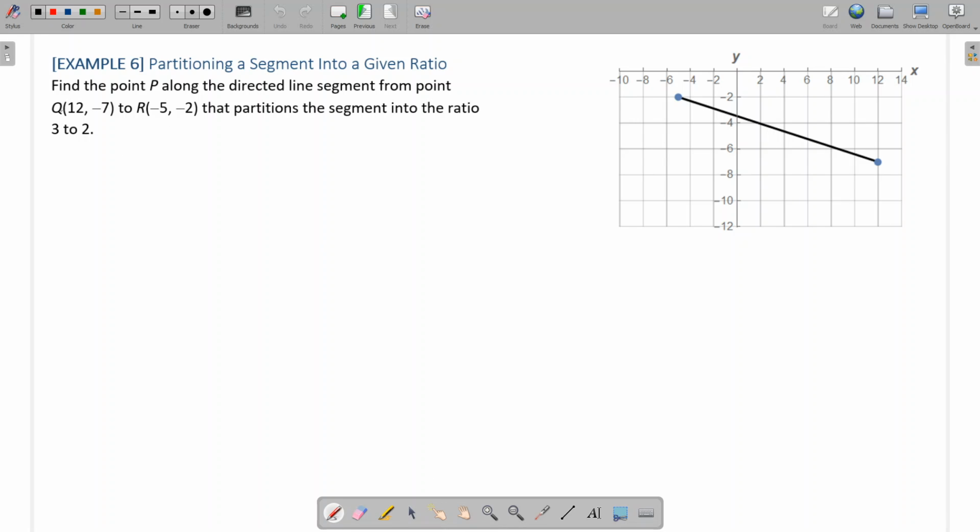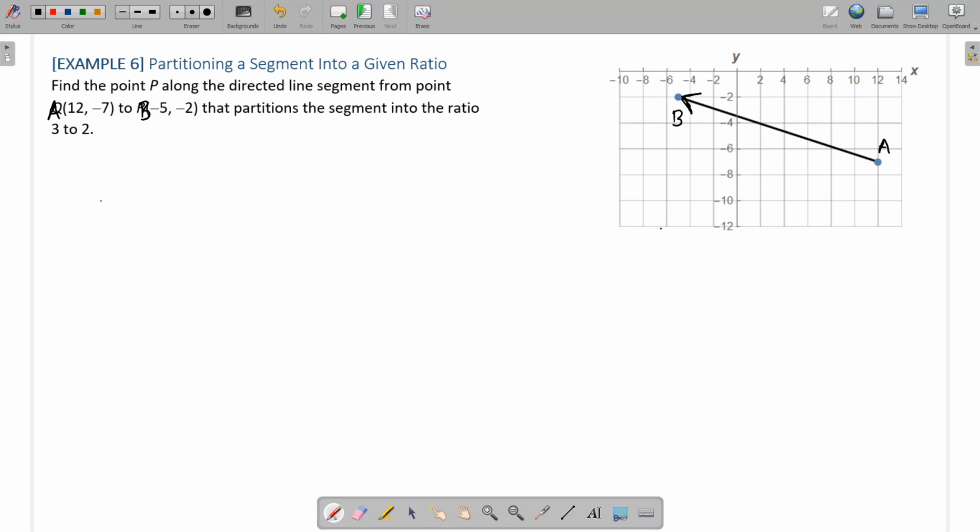Okay, so again, order matters. So we're going to call this A and call this B, A to B. So if we label these, looks like this one is B and this one is A. So if we were doing a directed segment, it would actually be like that.